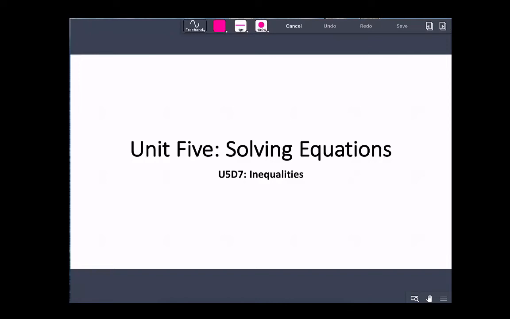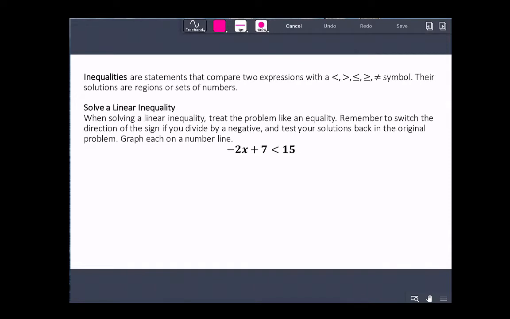So today we're working on Unit 5, solving equations as we have been, but we're going to focus on inequalities today. Inequalities are statements that compare two expressions with a less than, greater than, less than or equal to, greater than or equal to, or even a not equal to symbol. Their solutions are regions or sets of numbers. So what that means is that there's obviously more than one answer.